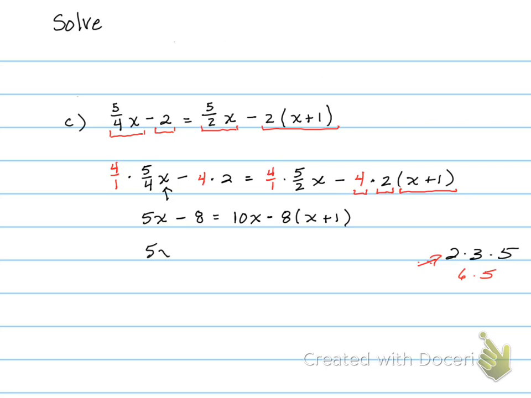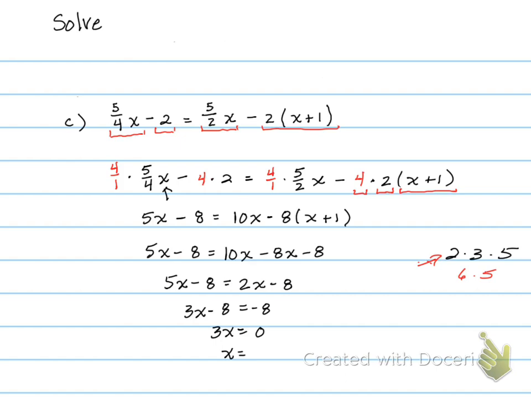So we get 5x minus 8 equals 10x minus 8x minus 8. Combine some like terms. Subtract 2x from both sides. Gives me 3x equals 0 and x equals 0 again.